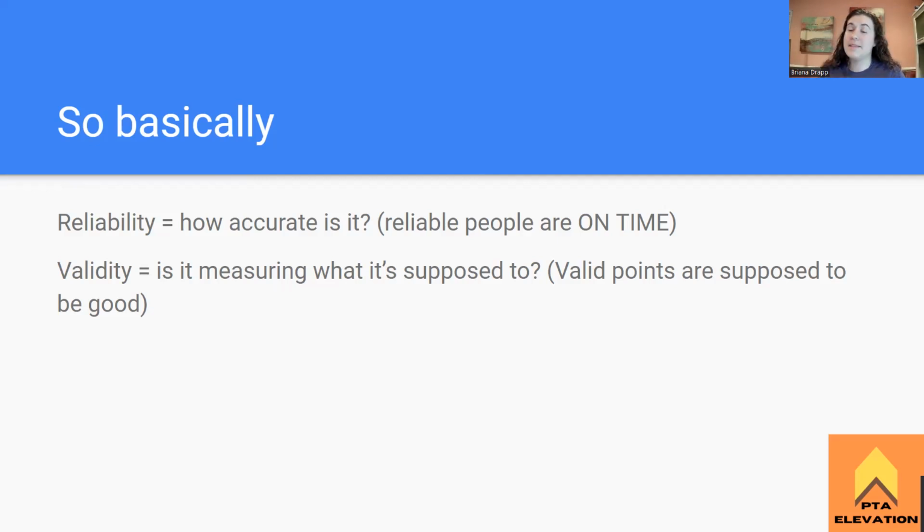Validity is, is it measuring what it's supposed to do? I say valid points are supposed to be good. So if you're making a valid point about something, it should be a good point that's going to help me in this situation. With validity, it should be doing what it's supposed to do. That's how I remember it. If that doesn't help you, throw it out of your mind, but this is just what I did. I like to put the valid points are supposed to be good, because the supposed to is, is it measuring what it's supposed to. So reliability, accuracy; validity, is it measuring what it's supposed to do?